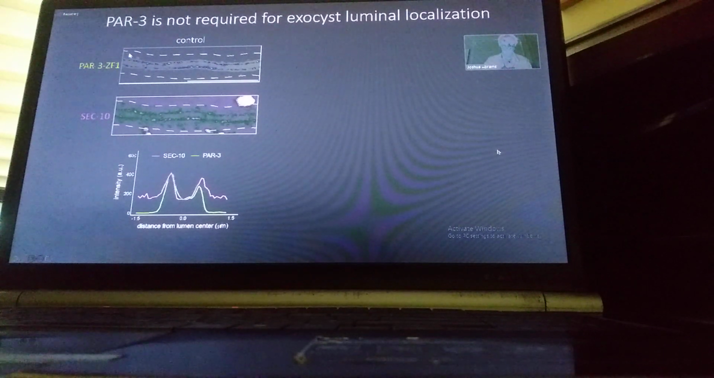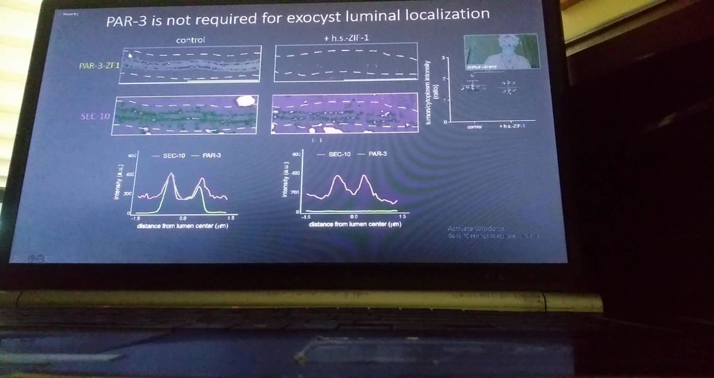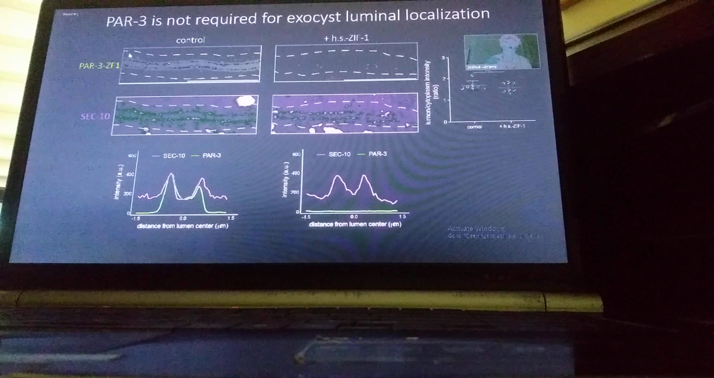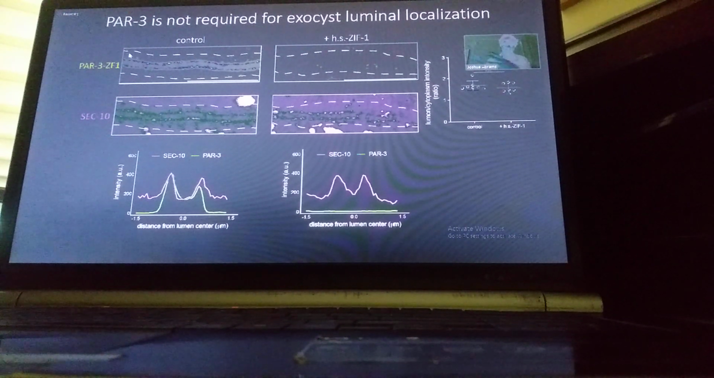In contrast, when we took out PAR3, we actually didn't see any change in the exocyst distribution. You can see here it looks very similar to the wild type, and in this quantification as well. So this data, along with our phenotypic data on PAR3, suggests that PAR6 and aPKC are actually the more active arm of the PAR complex in recruiting the exocyst, whereas PAR3 doesn't appear to be playing a role at this stage.